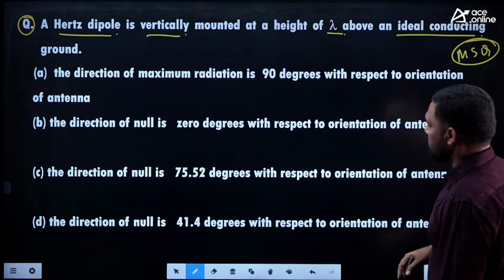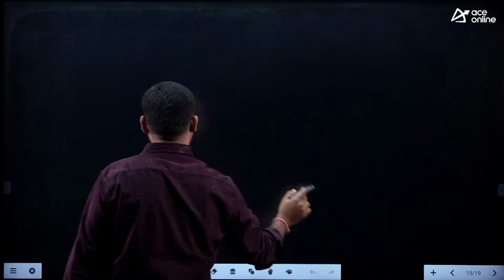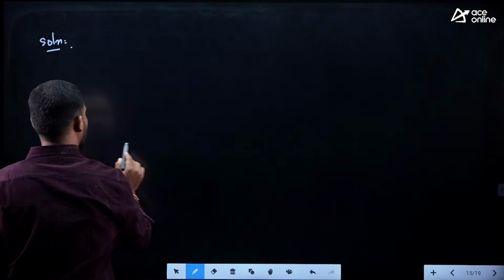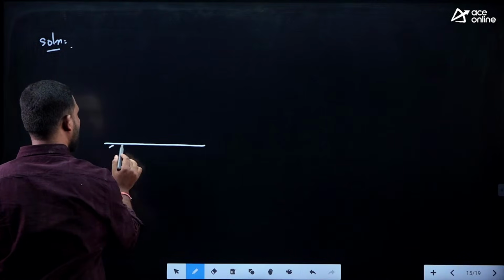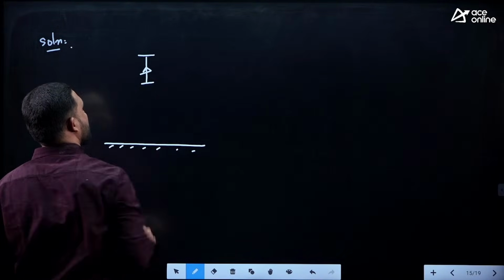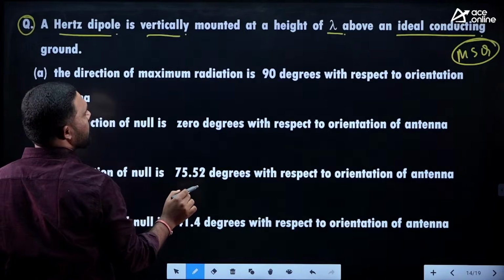Let me turn the page here. So what is given in the question? There is a Hertz dipole, and there is a perfectly conducting ground. The antenna is placed vertically. What is the height from here to here? The height from here to here is lambda.